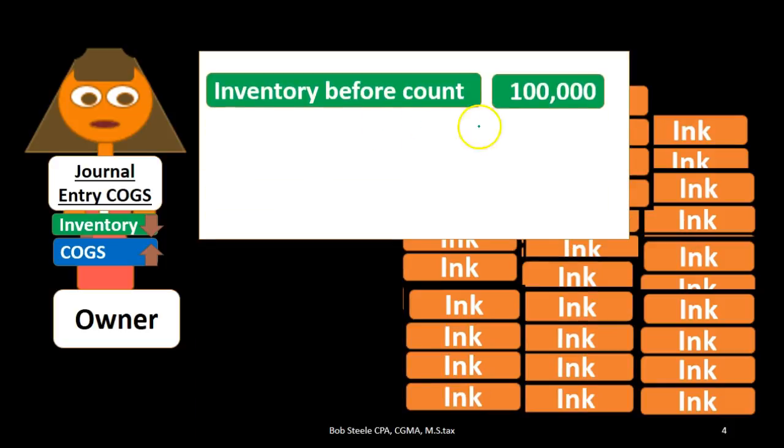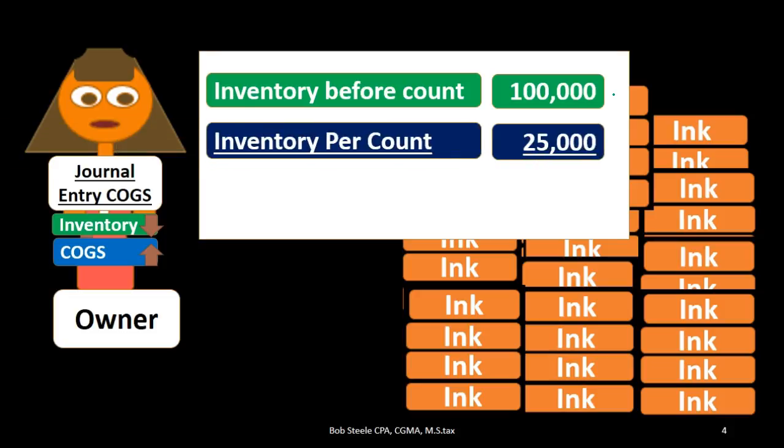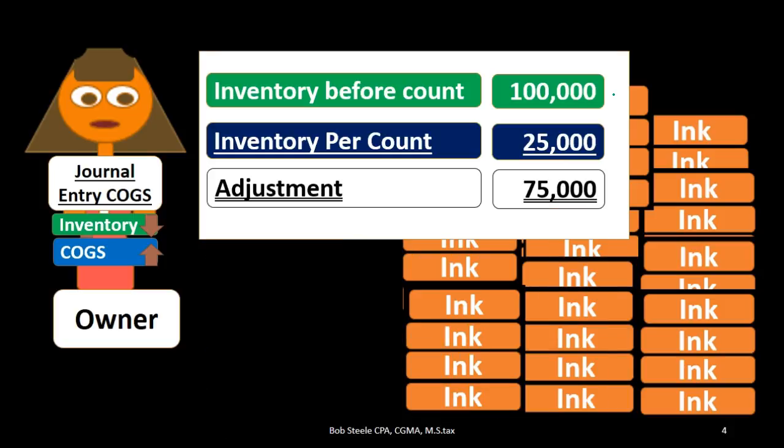So the count might go something like this. We'd say inventory before the count was 100,000. After we do the physical count, maybe we say there's only 25,000 left. That would mean that we have an adjustment of 75,000. Meaning this is what was on the books, and that included basically the inventory as of the last time period plus purchases. This is the physical count we have made, and therefore the adjustment would be the 75,000. That 75,000 we're assuming is inventory that was sold.